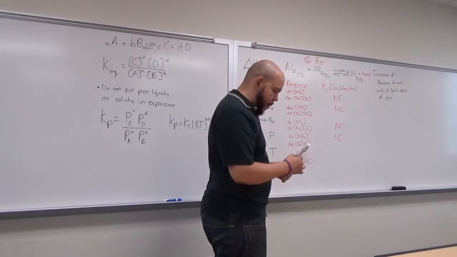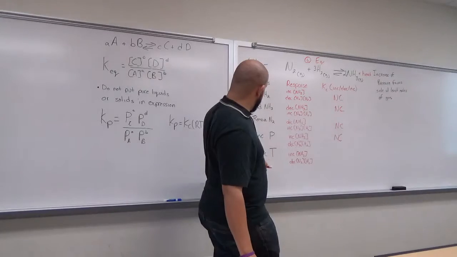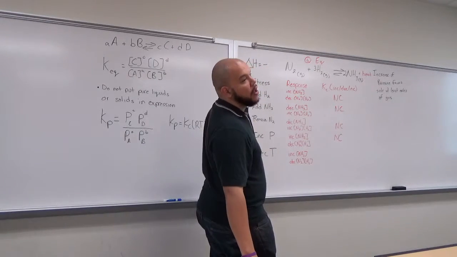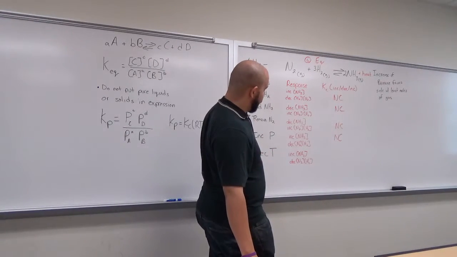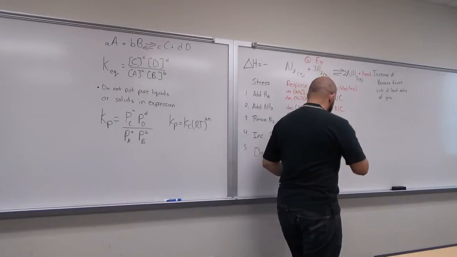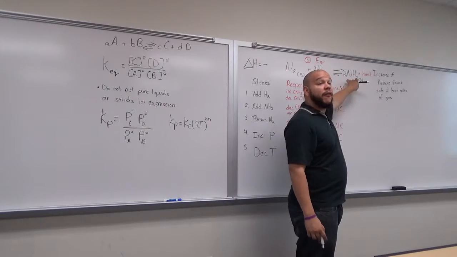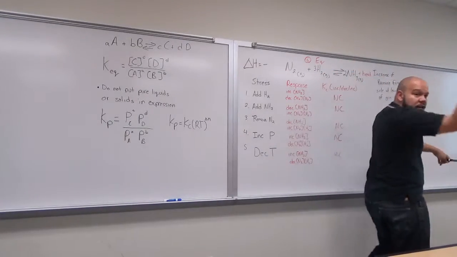Now, how does that impact K? We said that K has been impacted because we've done something to the temperature. How would that impact K? It would make it larger. It will increase K because we are increasing the amount of stuff on the product side, which is in the numerator.